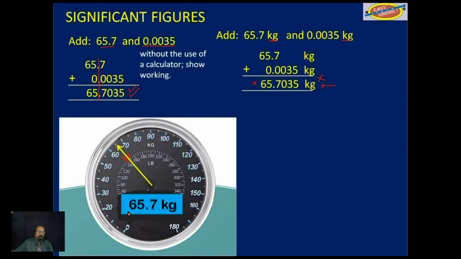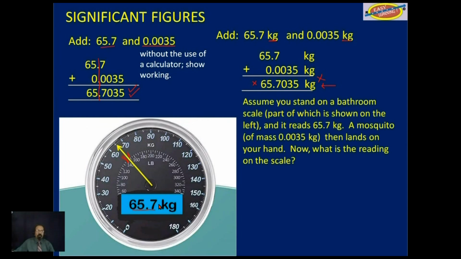The actual digital reading says 65.7. Assume that you stand on this bathroom scale and the reading says 65.7 kilograms. A mosquito of mass 0.0035 kilogram then lands on your hand. Now, what is the reading on the scale? Would it say 65.7035? Actually, it will say 65.7.